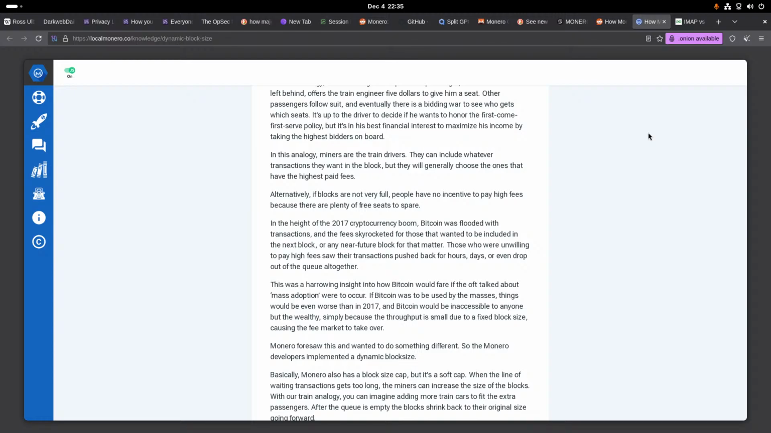This was a harrowing insight into how Bitcoin would fare if the oft-talked-about mass adoption were to occur. If Bitcoin was to be used by the masses, things would be even worse than in 2017, and Bitcoin would be inaccessible to anyone but the wealthy, simply because the throughput is small due to a fixed block size, causing the fee market to take over. Hence why maybe the fee market is a problem.